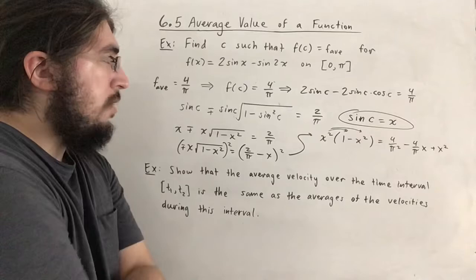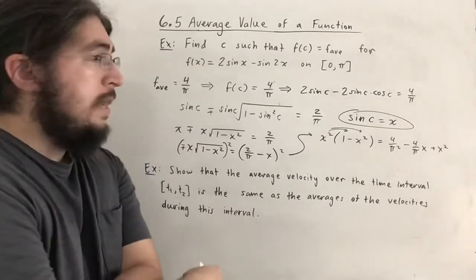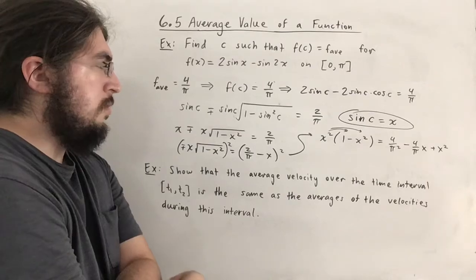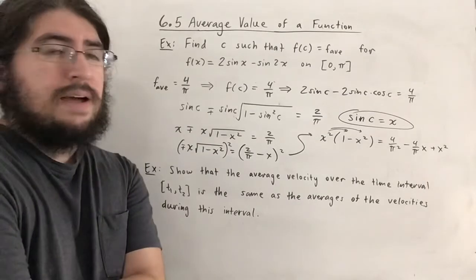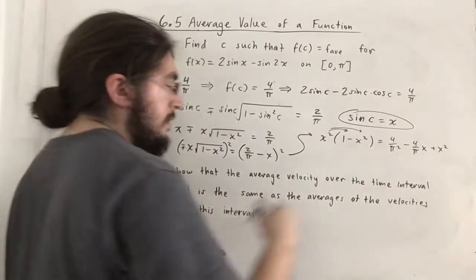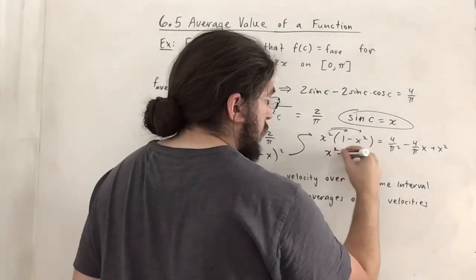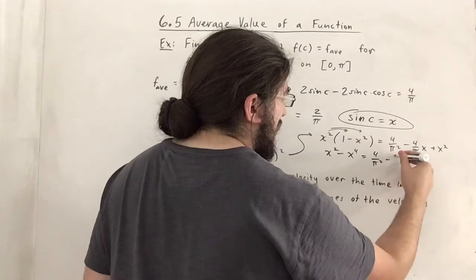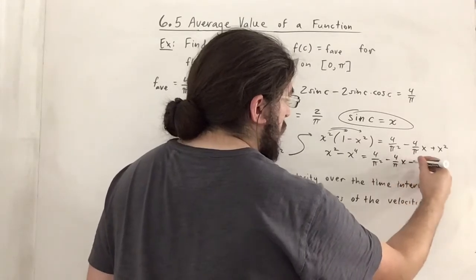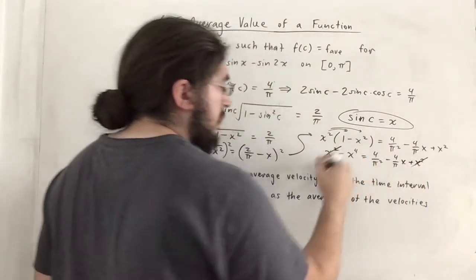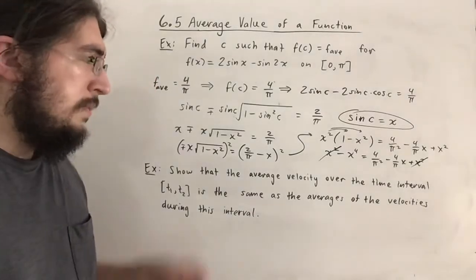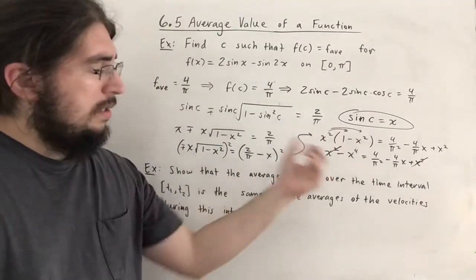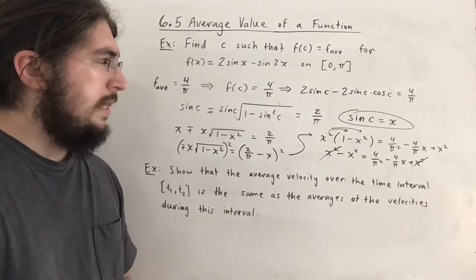So the only real way I know how to solve this at this point is to use some type of graphing. Well, let's just see what happens. So we get x squared minus x to the 4th equals 4 over pi squared minus 4 over pi times x plus x squared. Notice you can subtract x squared to simplify this a bit. But this is not going to happen because this type of problem is way too complicated to solve.